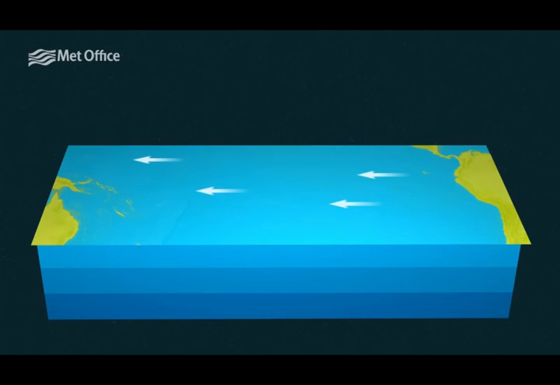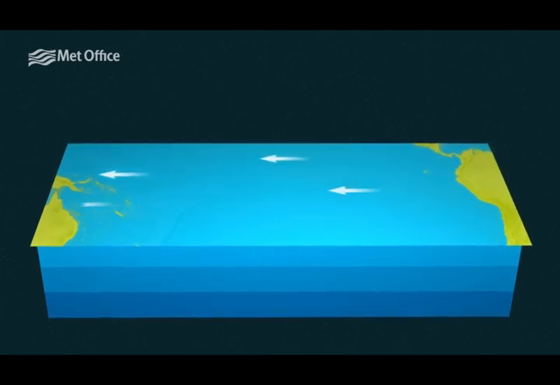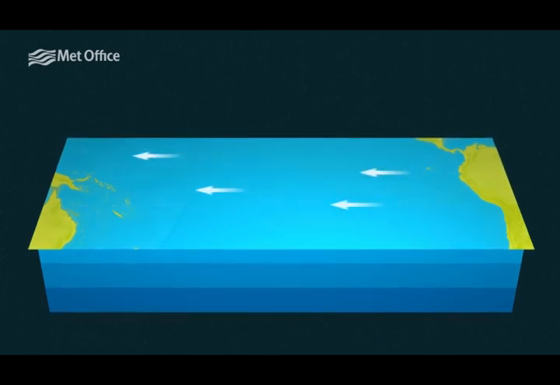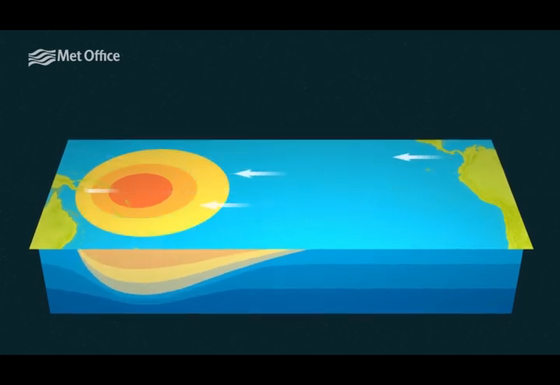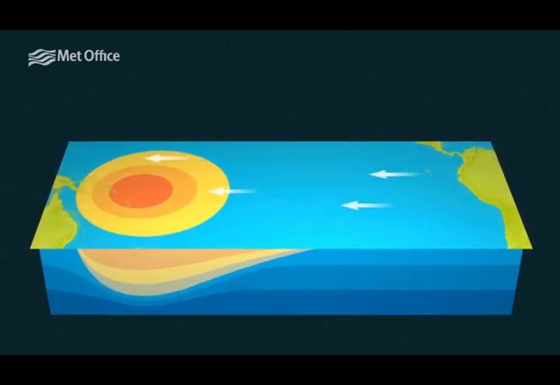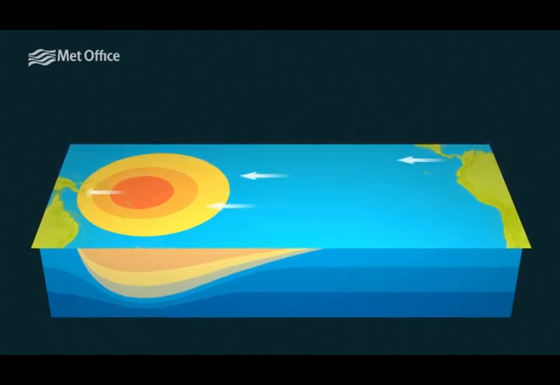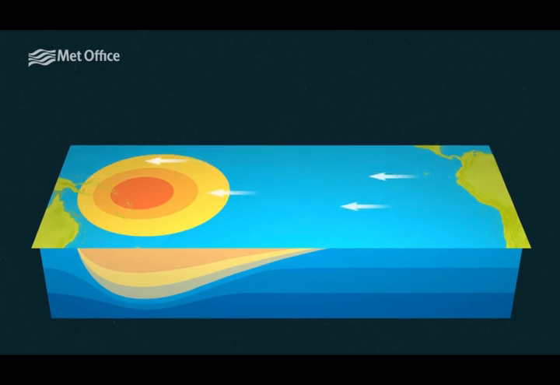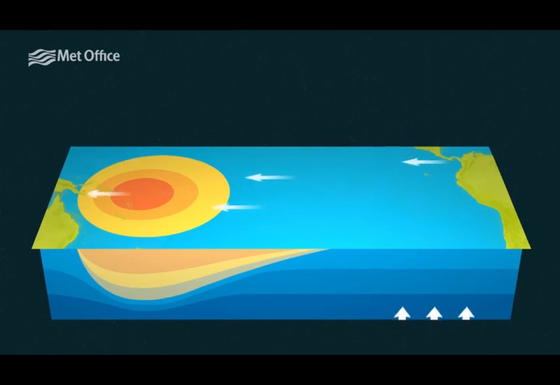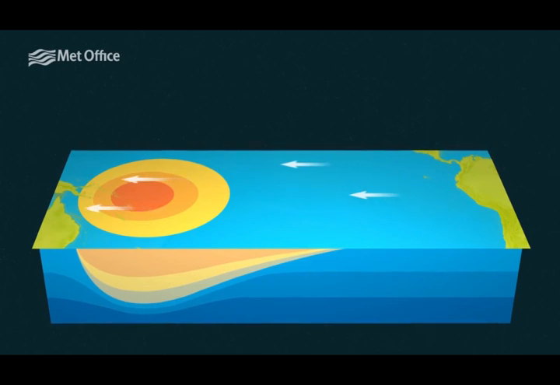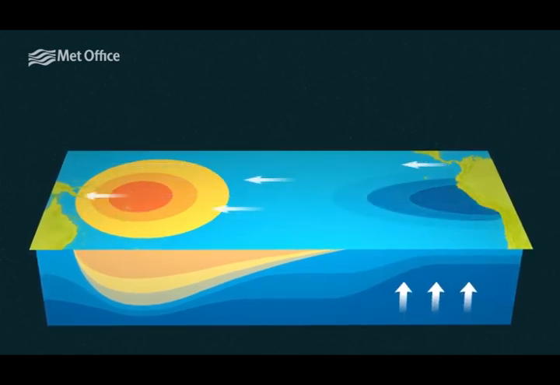Firstly, we need to know what's normally happening in the tropical Pacific. This vast stretch of ocean sees consistent winds, called trade winds, that blow from east to west. These winds push warm water near the surface in their direction of travel, so the warm water piles up on the western side of the ocean around Asia and Australasia. On the other side of the ocean, around South and Central America, as the warmer water gets pushed away from the coast, it's replaced by cold water which is pulled up from deeper down in the ocean, a process called upwelling.